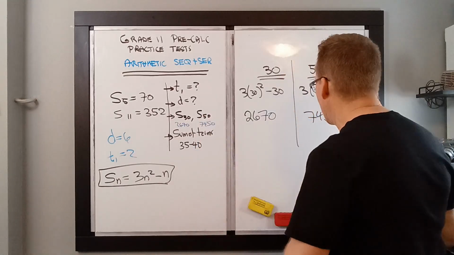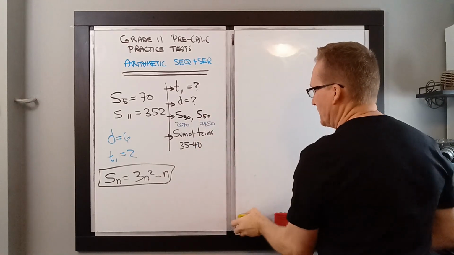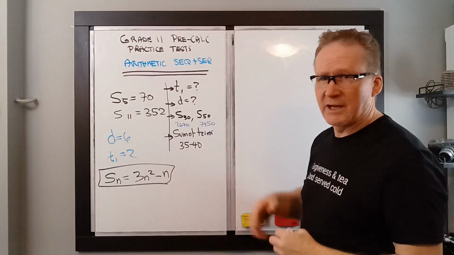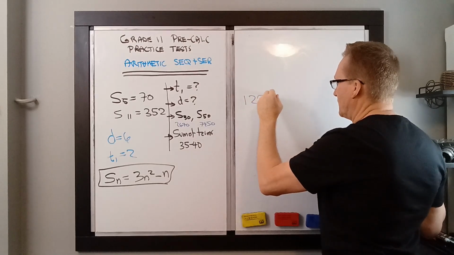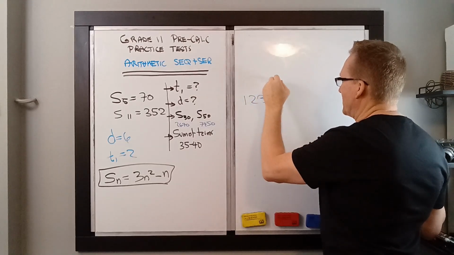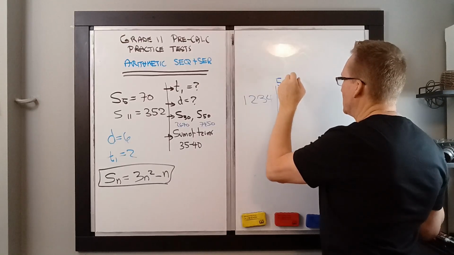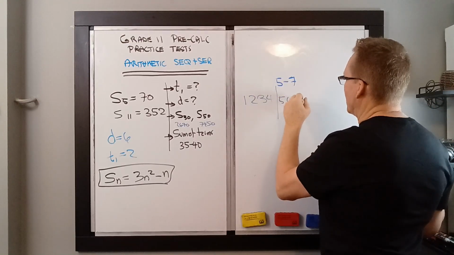The last part of this question is the more complicated part. Let me erase this here and see if we can work that out. So they want the sum of all the terms between 35 and 40. So think about that for a second. 1, 2, 3, 4. Let's say you wanted the sum of the numbers between 5 and 7. How would you do that? Well, here's 5, 6, 7.